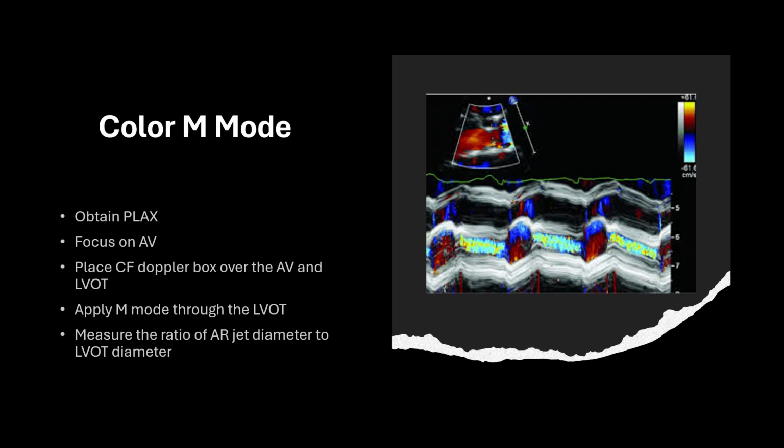You see the walls of the LVOT and the bluish mosaic color of the regurgitation jet in between. So in this particular case, it is quite significant aortic regurgitation because the jet diameter is almost the same as the diameter of the LVOT. Please pause this video if you need more time to review this concept.